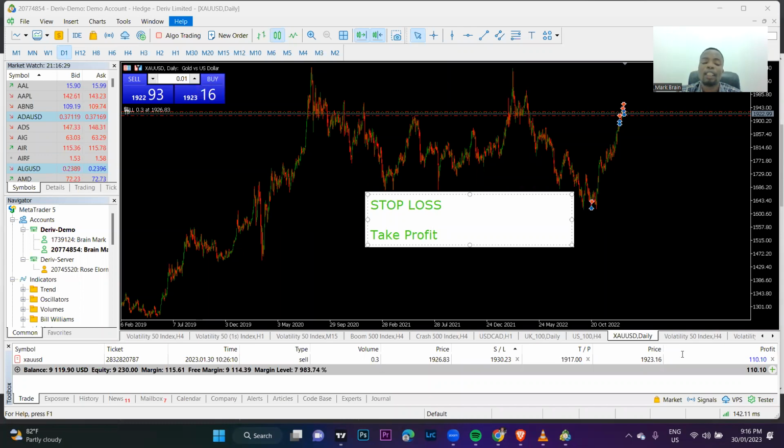Stop loss also helps you define how much you are willing to lose by yourself, in case the market does not go well with you.